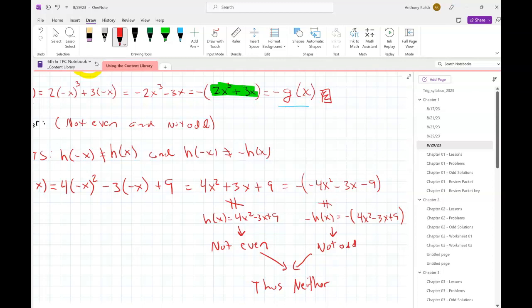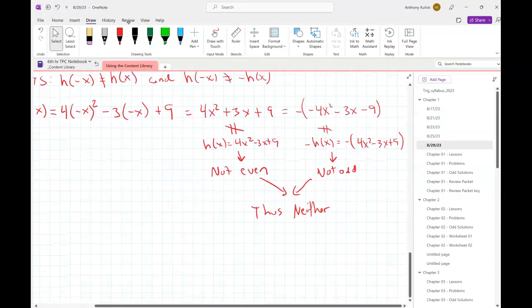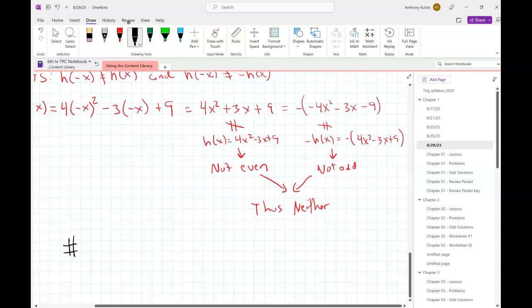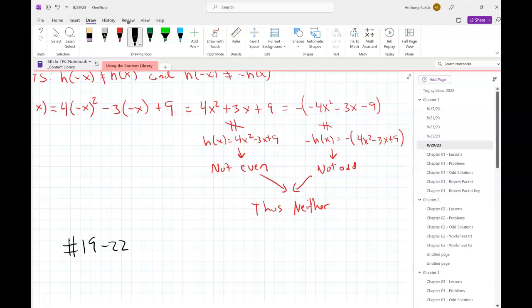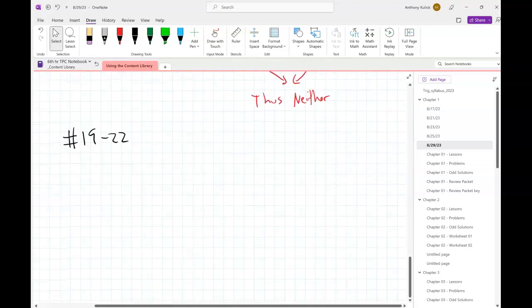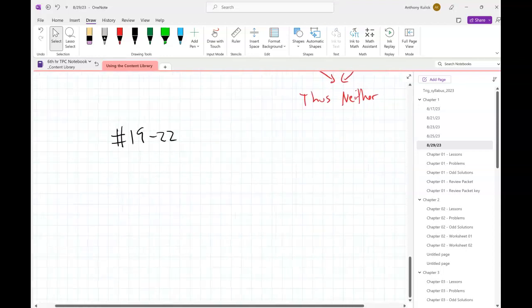Okay. Guess what? That's all of 1-5. At this point, you guys should be able to do problems 19 through 22. We're also today going to look at section 1-6. That's probably about as long as that previous section was, not too bad.